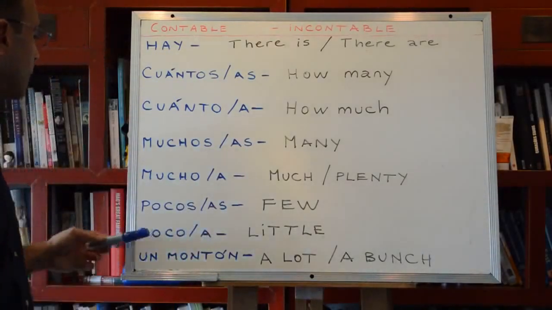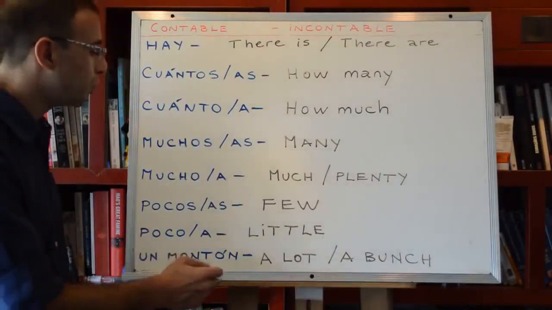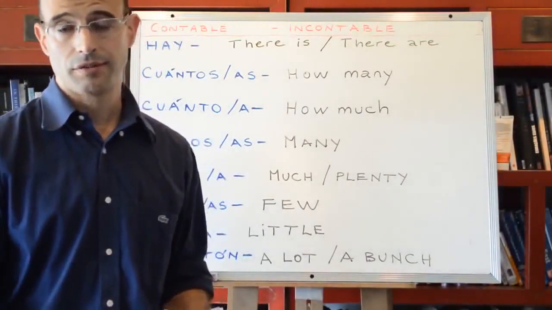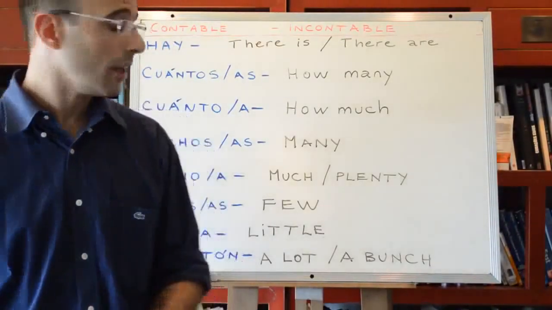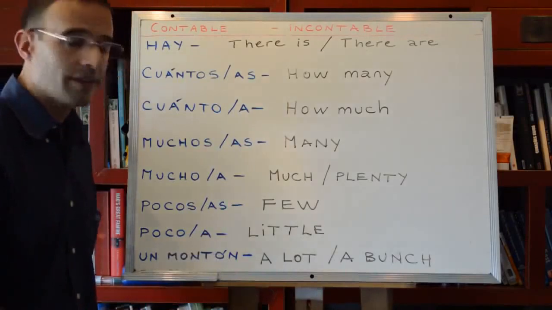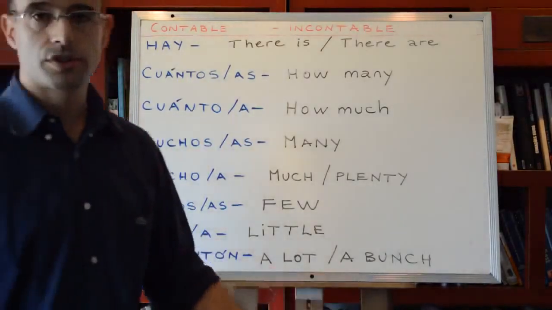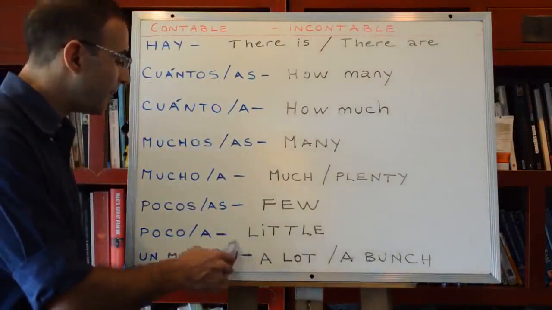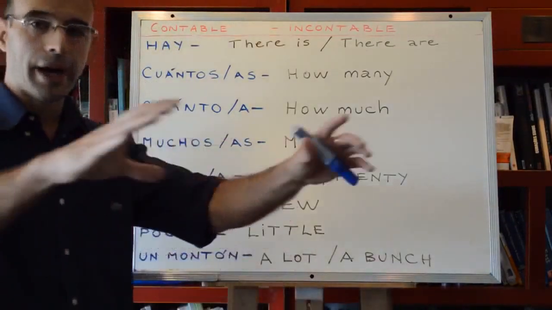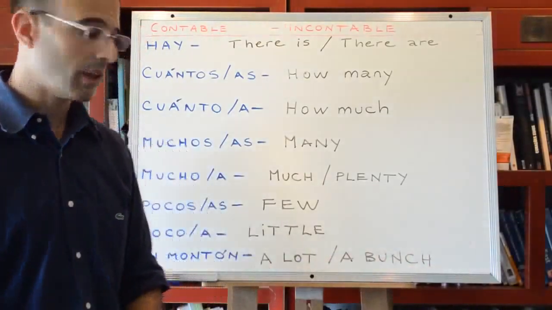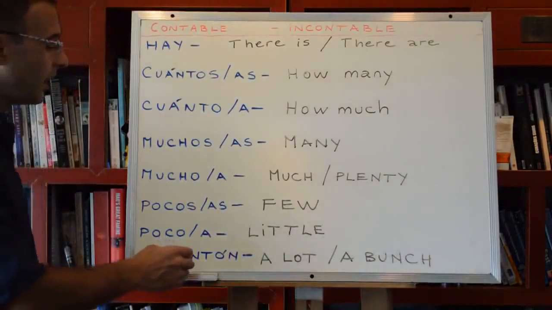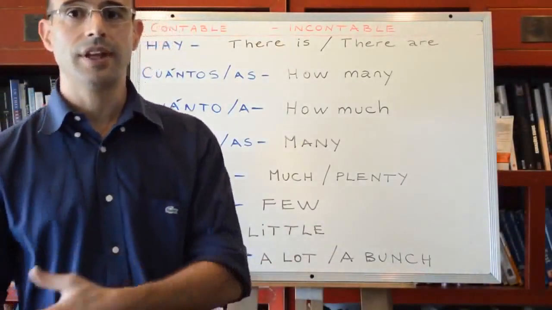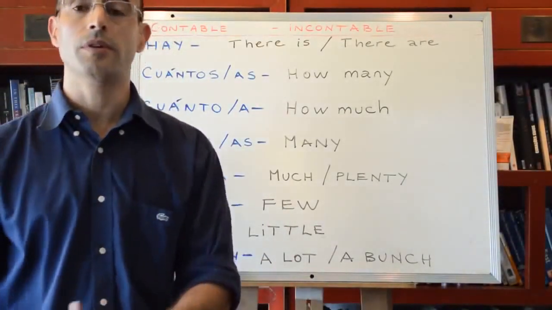And last, I want to show you un montón, which works usually for either case, for countable and uncountable. So un montón would be like saying a lot or a bunch of something, right? Montón literally means pile, a pile of something, right? And figuratively, we can use it for either things that can be counted or not.